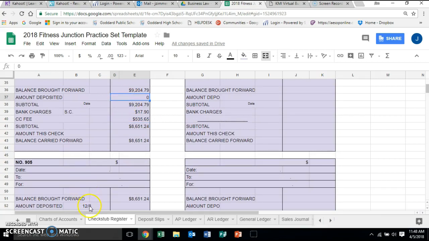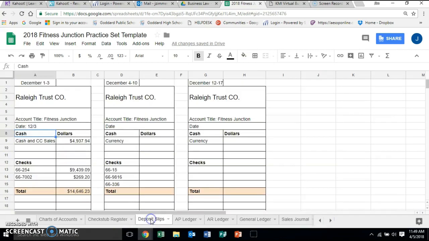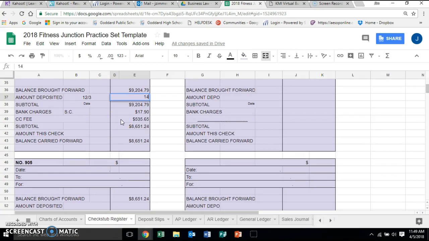So I'm going to come up here. I'm actually going to delete the date on that one. I'm going to come up here above where I did all our previous bank charges, and I'm going to put 12/3 for my date right next to amount deposited. And then I'm going to plug in that total that I found in my deposit slips. The 14,646.23. Plug that in, and that's clearly going to increase the amount of money you have, which is ideal because you're going to be spending more anyway.